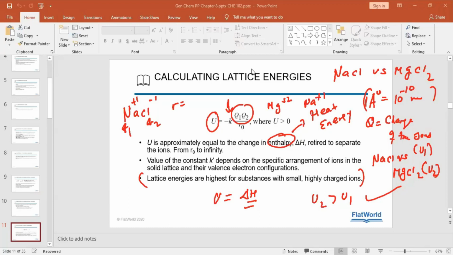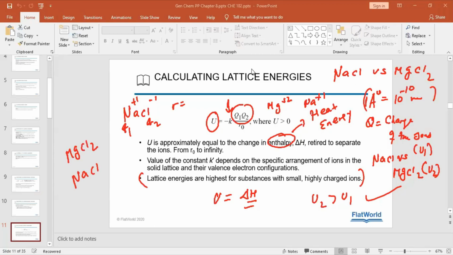Now, this will help us understand more about the boiling point of a substance. Again, if we have magnesium chloride and sodium chloride, we can make another prediction, another chemical intuition. Which one will have a higher boiling point, magnesium chloride or sodium chloride? In this case, what do you think?